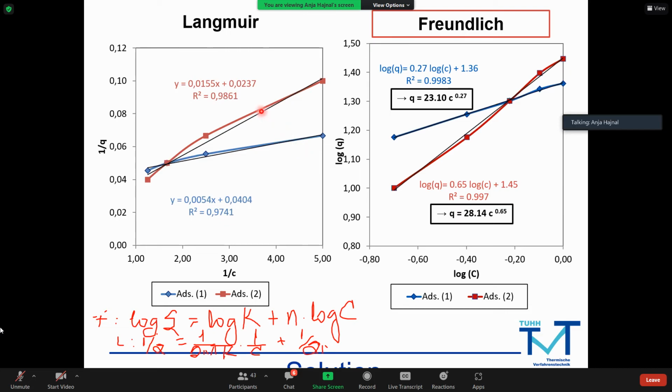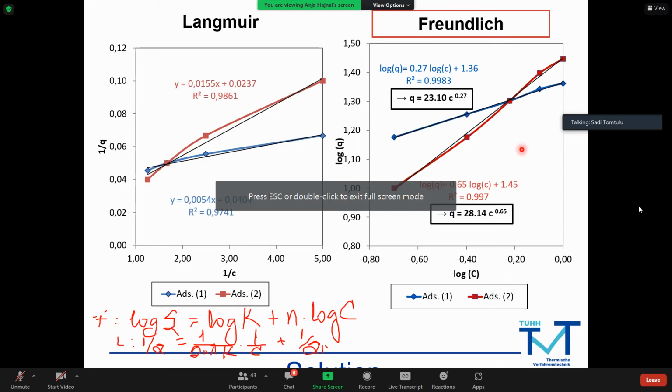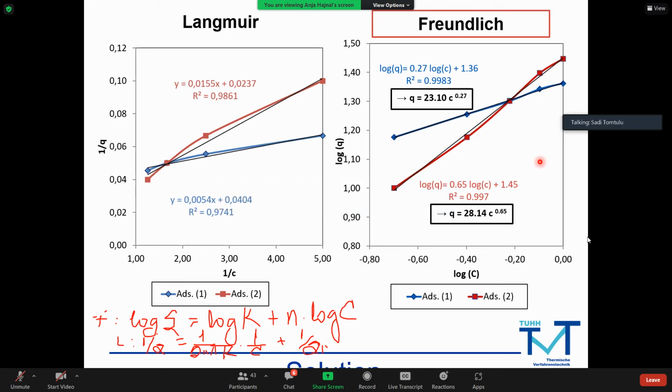And we see in this task, conveniently, the Freundlich isotherm has bigger R² values for both adsorbers and works better for both. What are the R² values, how do we calculate them? If you have Excel in front of you, it's just the deviation from the linear fit. Okay, I get it. Thank you.